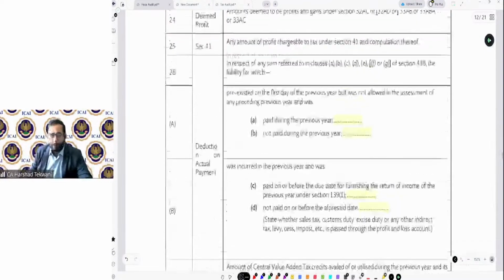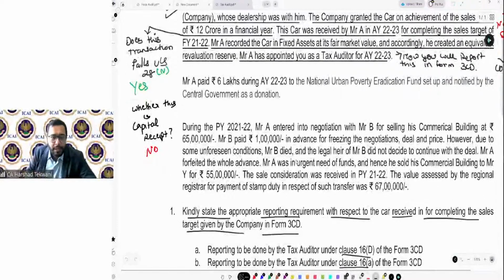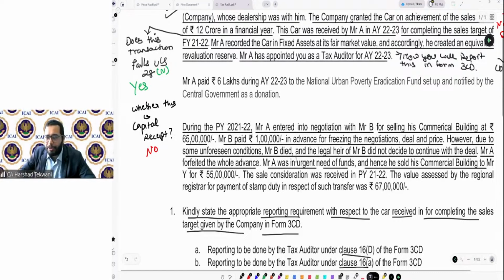So that is a few clauses I wanted to discuss before I go to the next question. The next question is, during previous year 2021, Mr. A entered into negotiation with Mr. B for selling his commercial building at rupees 65 lakhs. Mr. B paid 1 lakh in advance for freezing the deal and the price. However, due to some unforeseen conditions, Mr. B died, and the legal heir of Mr. B does not decide to continue with the deal. Mr. A forfeited the whole advance. Mr. A was in urgent need of funds, and hence he sold his commercial building to Mr. Y for 55 lakhs.